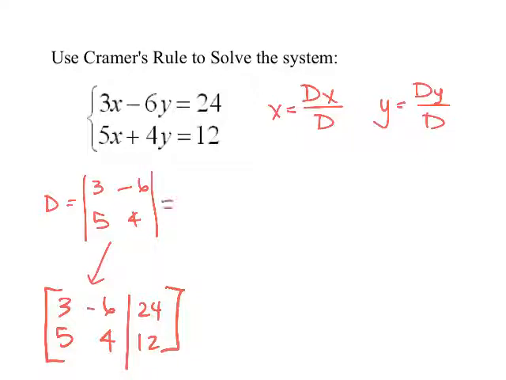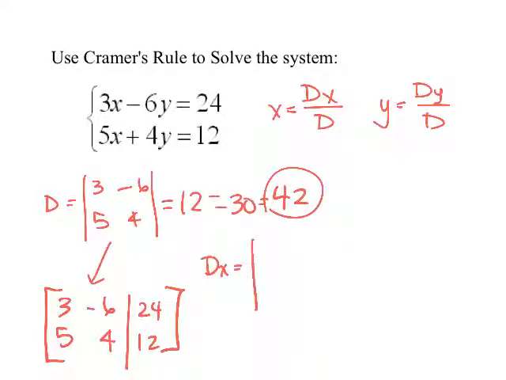So let's go ahead and do that. 12 minus -30. We end up with a 42. We're going to hold on to that value. So now we need to set up and find the determinant sub x. This is the same determinant we had before, the coefficient matrix, but the x coefficients, this column here, will be replaced with the solution column. So I'm going to write 24, 12 here, and then I rewrite the -6 and the 4. And we've got to find that determinant.